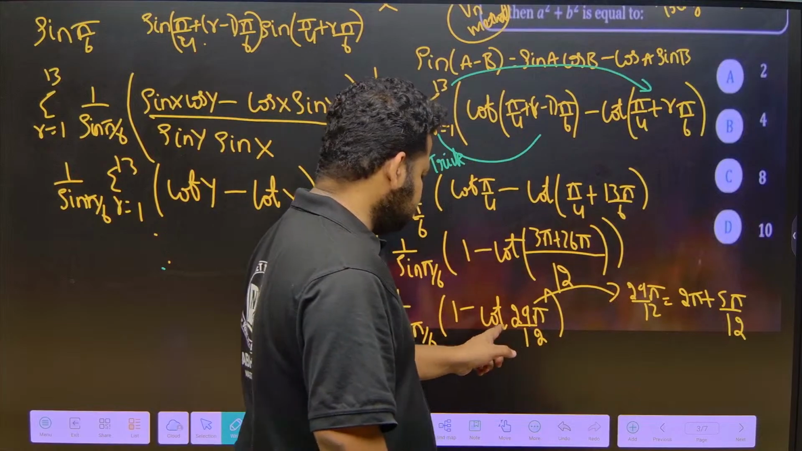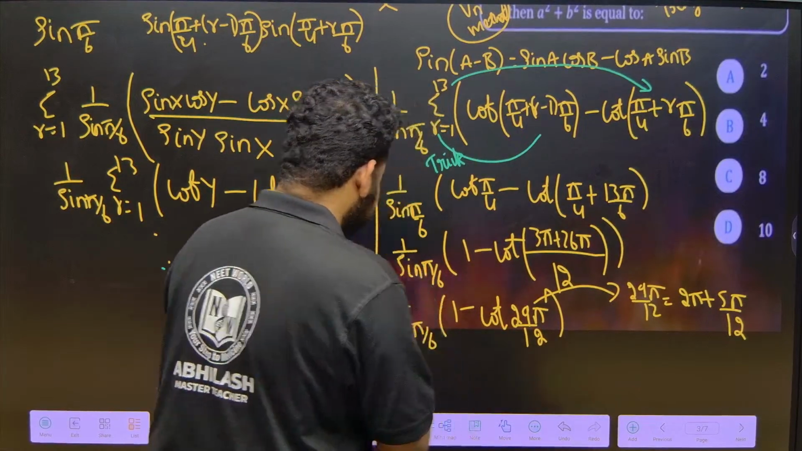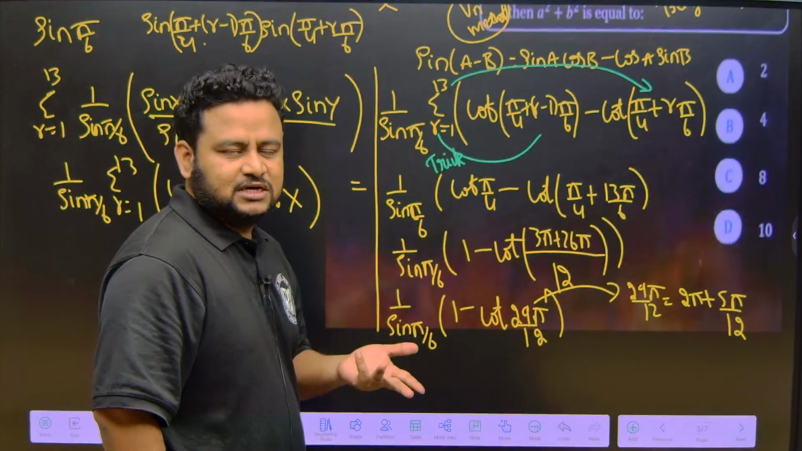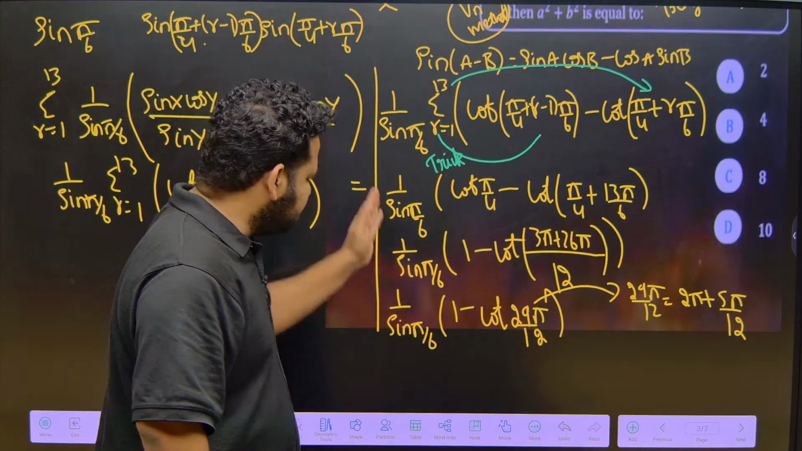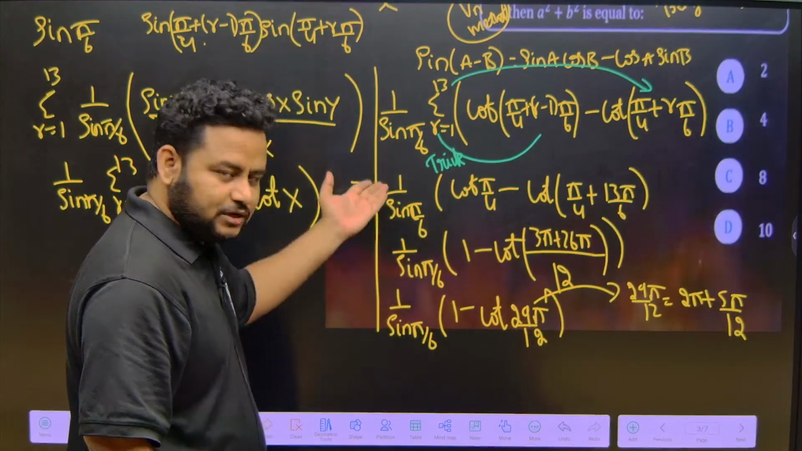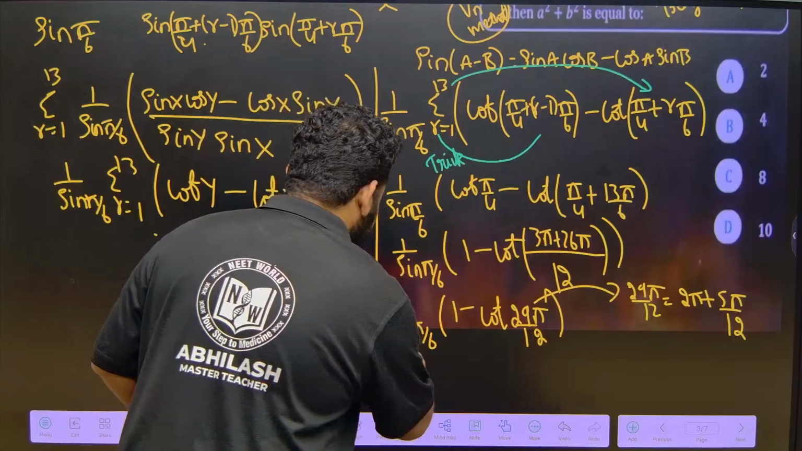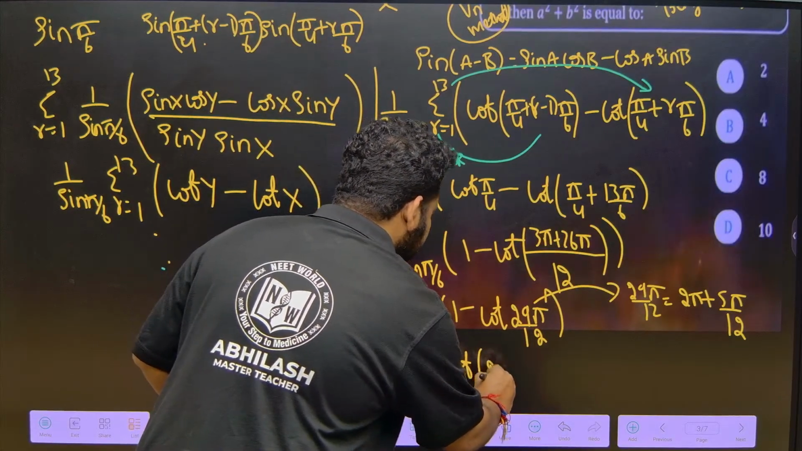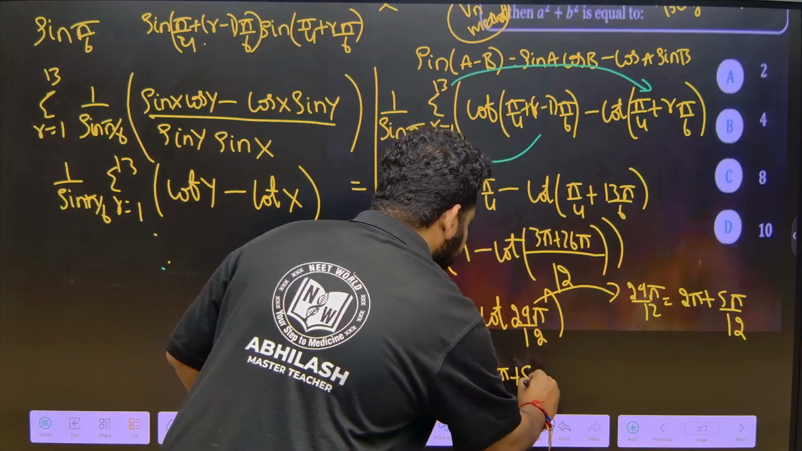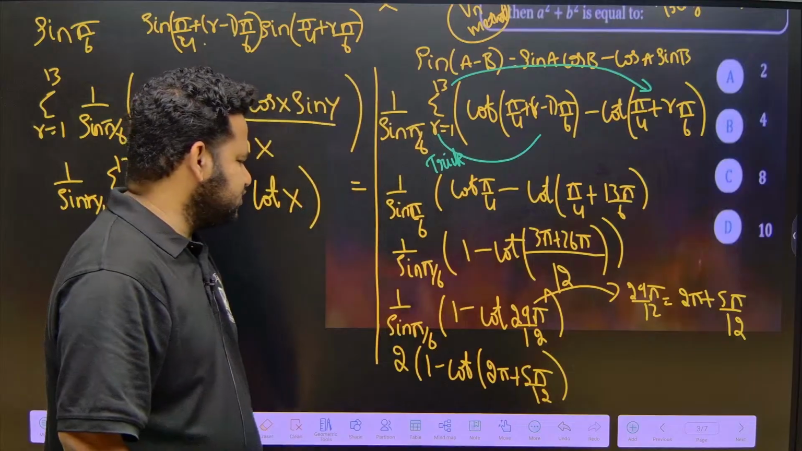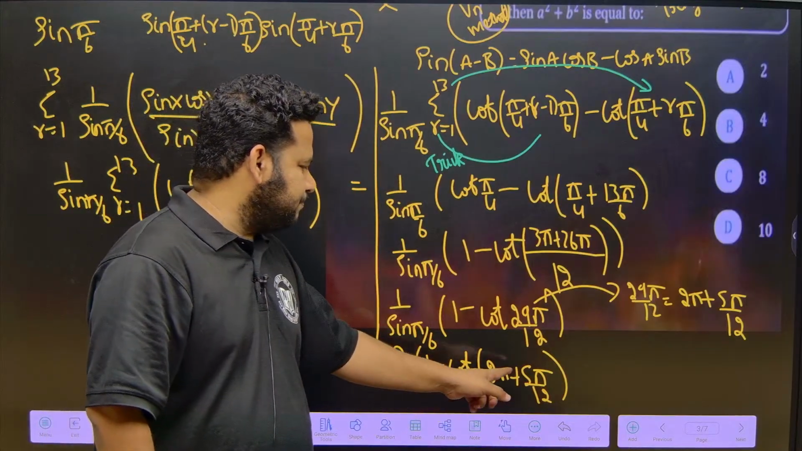So this I can write as 1 by sin pi by 6. Sin pi by 6, what is the value? Sin pi by 6 is 1 by 2. So instead of taking 1 by sin pi by 6, I could have written 1 by 2, this 2 will go up, this will become 2 times 1 minus cot of 2 pi plus 5 pi by 12.